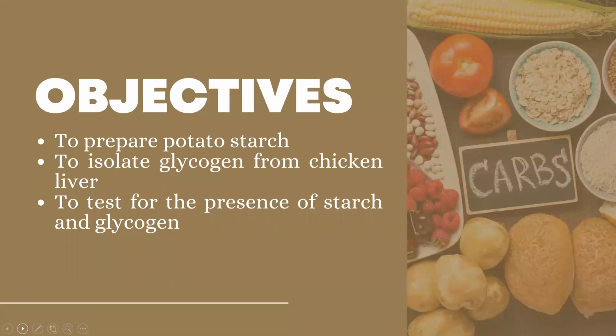So for the objectives of this laboratory activity, we have three. First, to prepare potato starch. Second is to isolate glycogen from chicken liver, and last is to test the presence of starch and glycogen.